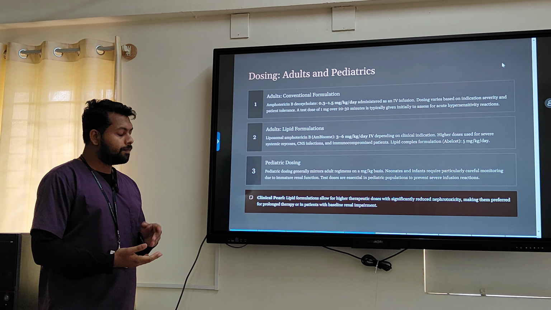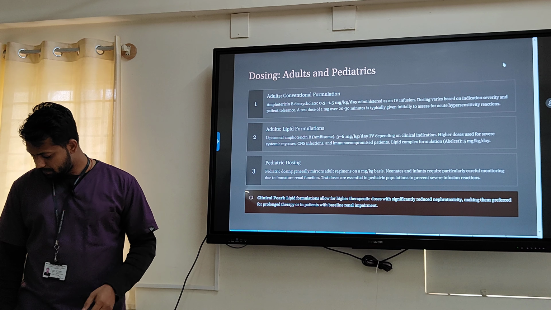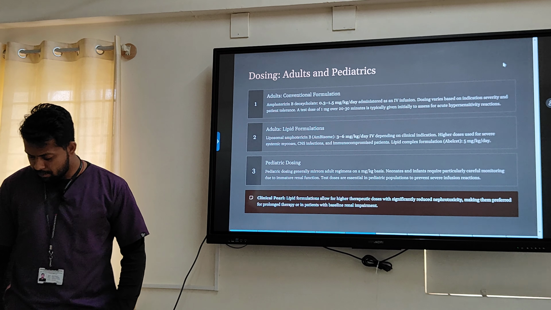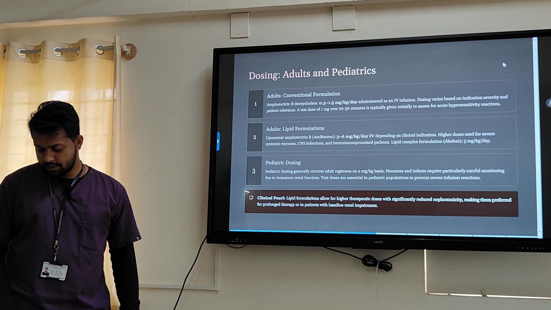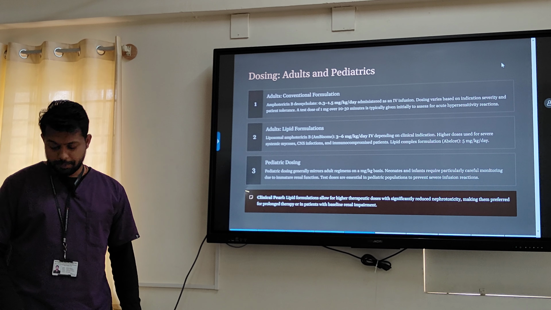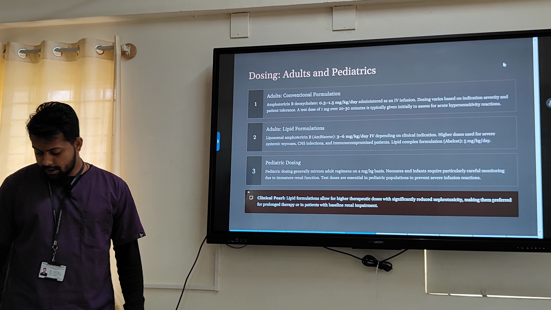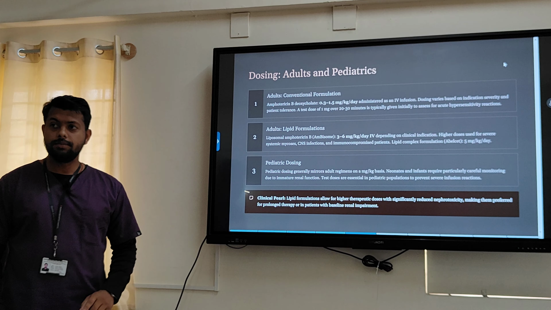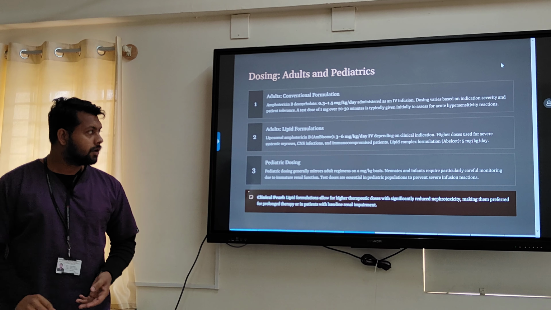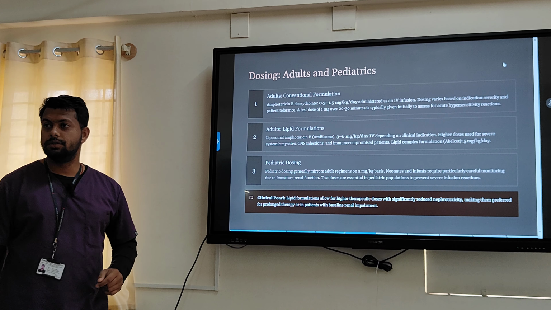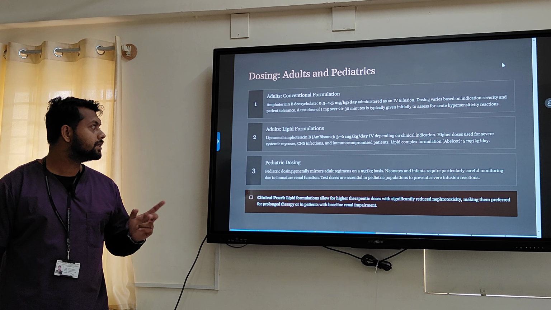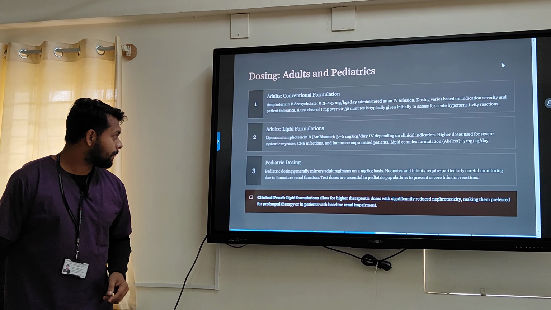So for blastomycosis, candidiasis, cryptococcus, histoplasmosis, and aspergillosis, they usually give 3 mg per kg per day. But when it comes to CNS infection, they will go with the higher dose, that is 5 mg per kg or 6 mg per kg per day.